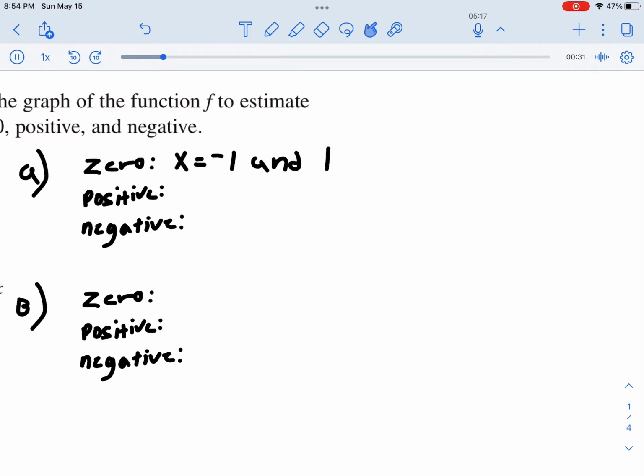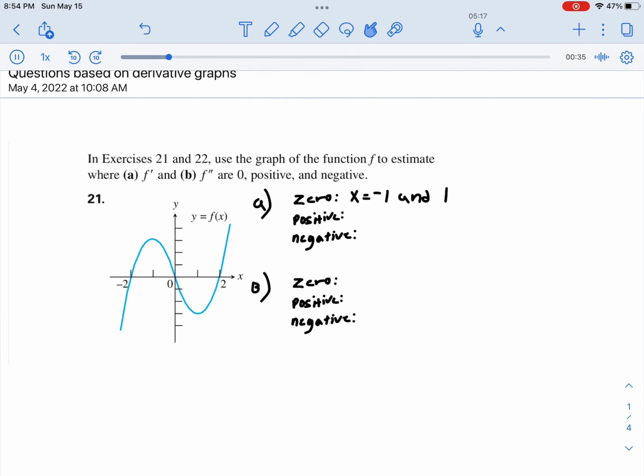And f prime is positive from -infinity to -1 and +1 to infinity. This is because the slope is positive. And f prime is negative from -1 to 1 because the slope is negative at this point.